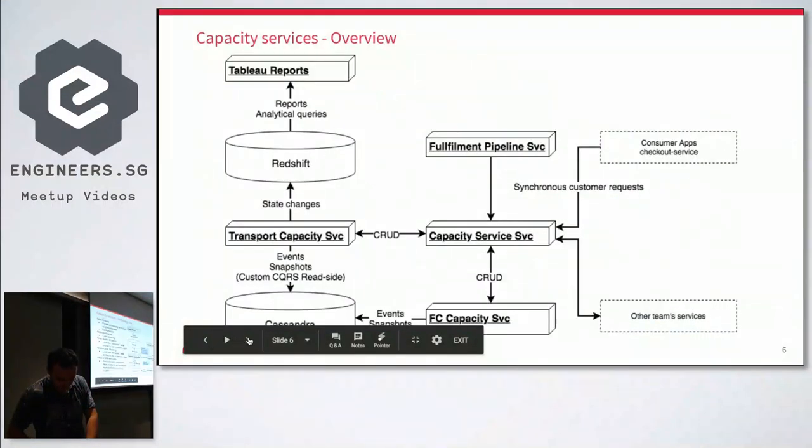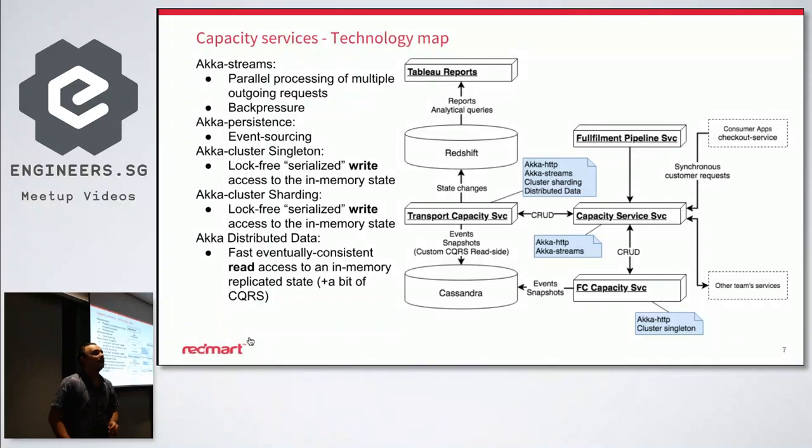Back. This one. What do you mean by lock-free serialized write access to the state? So lock-free means there are no locks in our particular code. There are some, I'm not so sure about the actual Akka implementation. There might be some locks around the actor mailbox, right? But well, I'm not considering them here.